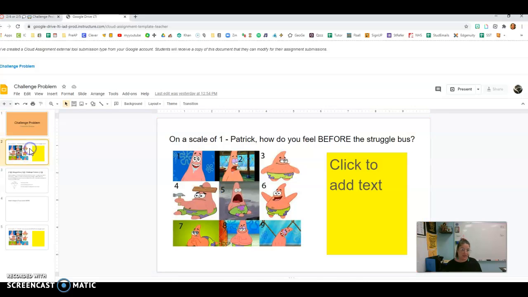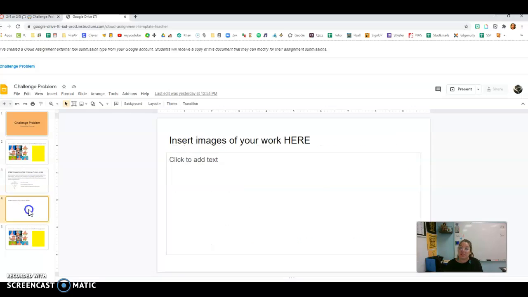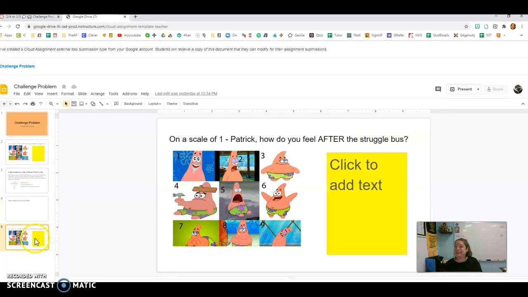So if you take a look at number 2, or slide number 2, on a scale of 1 to Patrick, how do you feel before you even start the struggle bus, okay? Then you're going to answer the question, which by the way is number 7 from the workbook. You're going to put a picture of your work here. Remember, just try. Show me something. Just try it, okay? And then you're going to answer the Patrick question one more time, okay?